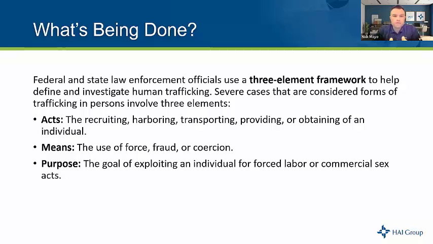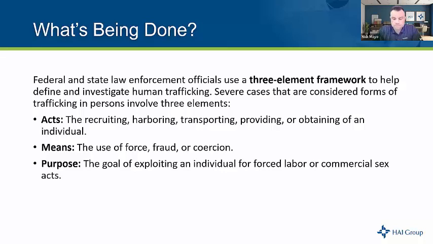So what is being done? Federal and state law enforcement officials use a three-element framework to help define and investigate human trafficking. Severe cases that are considered forms of trafficking in persons involve three elements. So these three elements are the actions, means, purpose model. You can see a lot of information about this online, where the act is the actual recruiting, harboring, transporting, providing, or obtaining an individual. Means is the use of force, fraud, or coercion. And purpose is the goal of exploiting an individual for forced labor or commercial sex acts.